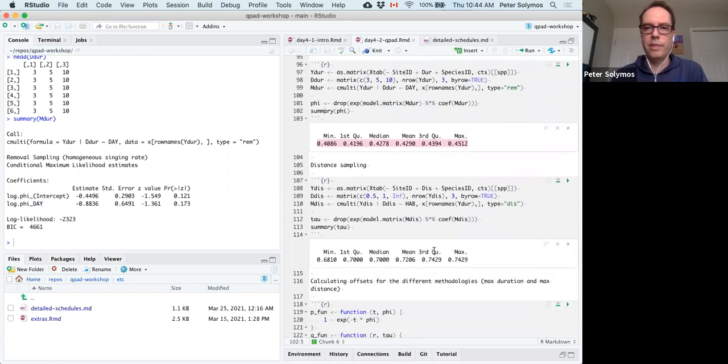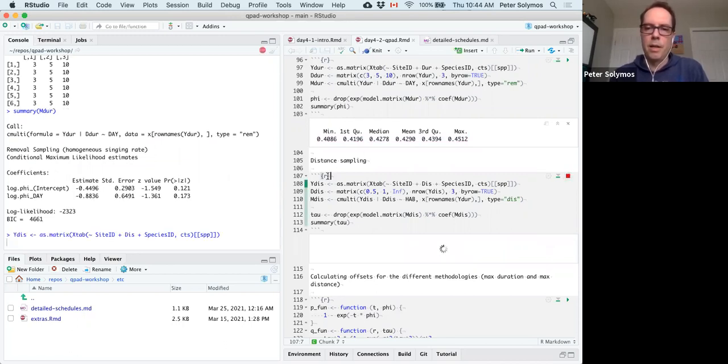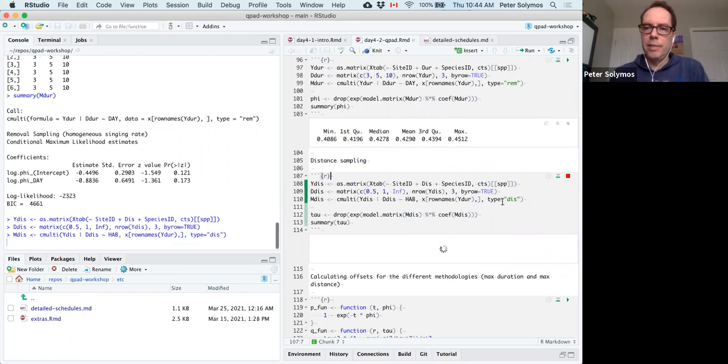We do the same for distance sampling, and I'm not doing any kind of model selection here, just, I recall that these worked good in the past using day as a fixed effect or habitat for this tau distance sampling component. So if I run this as well, it's the similar idea, but instead of removal sampling, now we specify distance sampling, and also our data corresponds to the increasing distance bins.